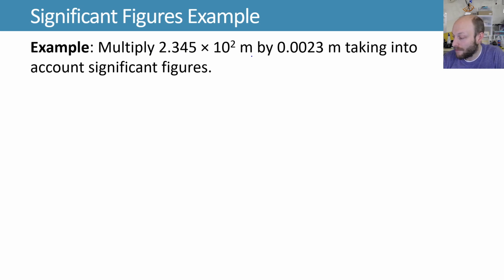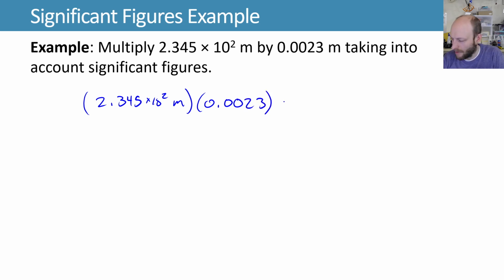2.345 times 10 to the second meters. We want to multiply it by 0.0023 meters and take into account significant figures. All right, so we take the 2.345 times 10 to the second meters, and we multiply that by 0.0023, and we get a number. So this is just whatever number we get, we plug this in, we get a number. The units, this was meters, this was also meters. I left off the meters here. So we end up with units of meter squared.